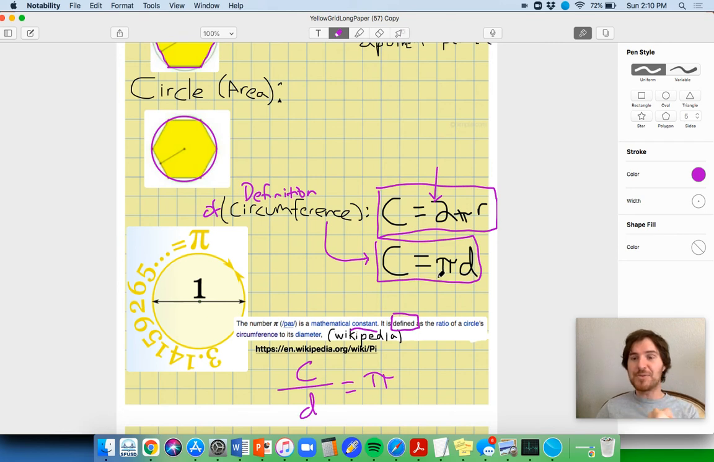Well, how do we get to these formulas for circumference? What did I do? Well, I just cross multiplied here. Pi times d would equal c times 1, or c equals pi d. So if you've got the diameter, just multiply by pi, and that gets you the circumference. It comes from the definition, okay?